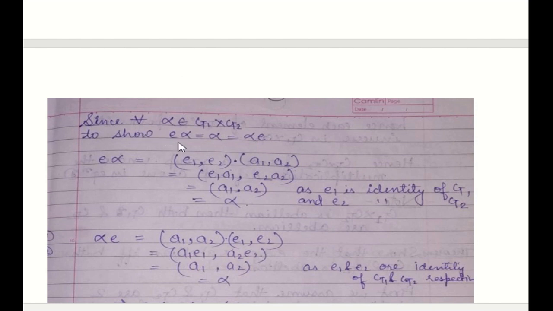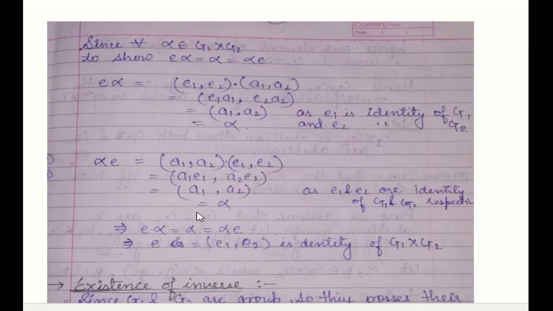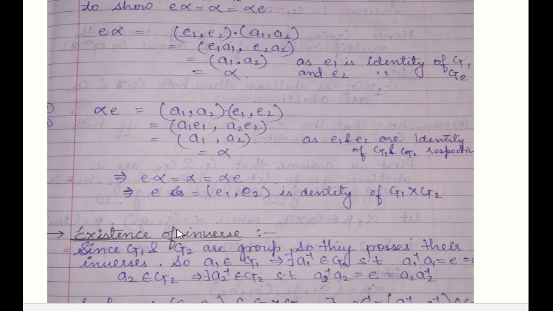Now we show that if E is the identity, then E alpha is equal to alpha E. First we consider E alpha and we use the definition of product. We will get (E1 A1, E2 A2). E1 and A1 are elements of G1 and E2 and A2 are elements of G2, where E1 is identity in G1 and E2 is identity in G2. So this implies we have (A1, A2), which is alpha. Similarly, by taking alpha into E, we can easily show that it is equal to alpha. So we have completely shown that E alpha is equal to alpha E.